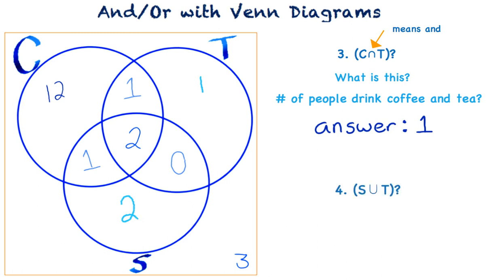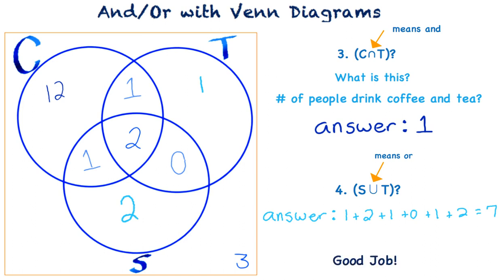Number 4. Union of soda and tea. I am guessing that the U means or. The question is asking what number of people drink soda or tea to get a caffeine kick. That is correct. What is the answer? I am going to do 1 plus 2 plus 1 plus 0 plus 1 plus 2 and it will come up to 7 people. Good job.